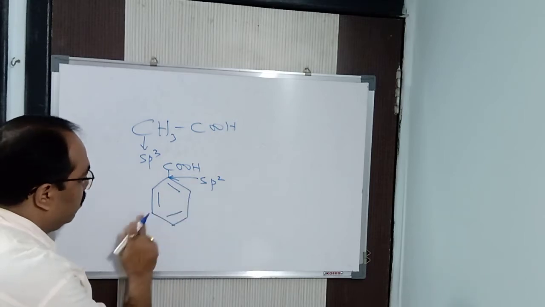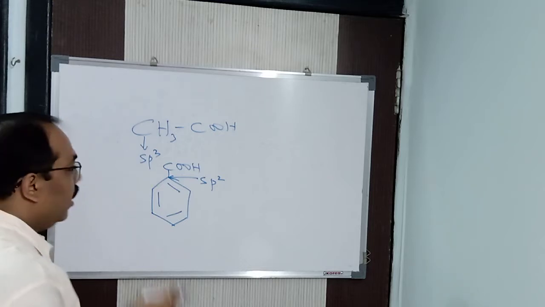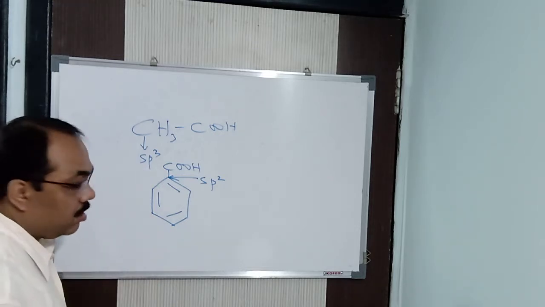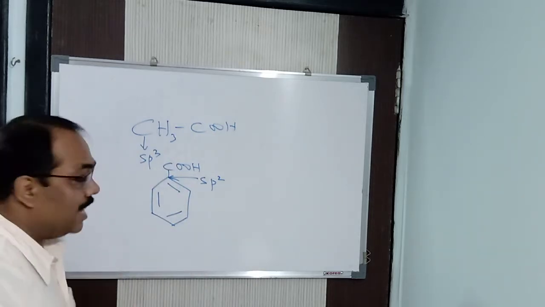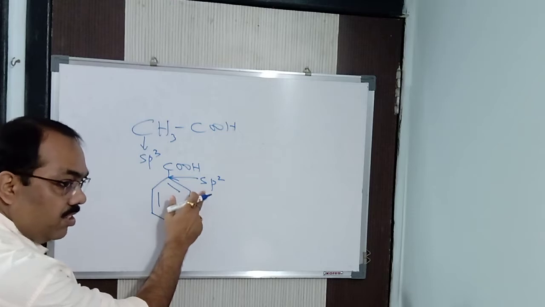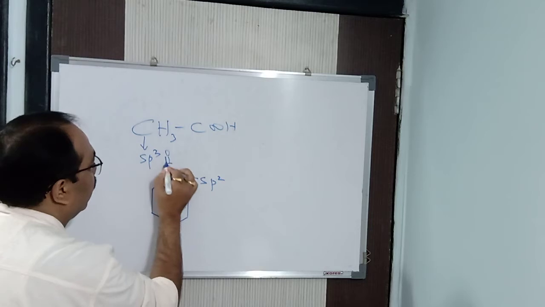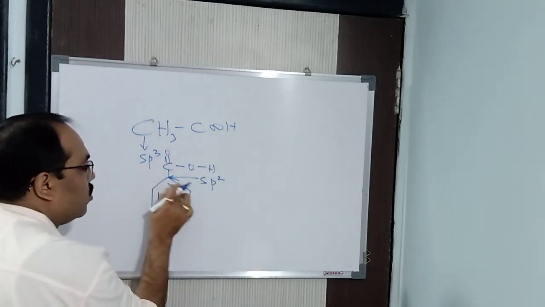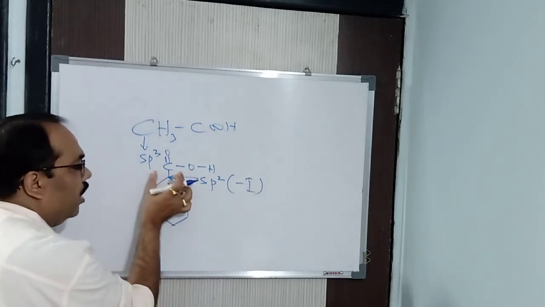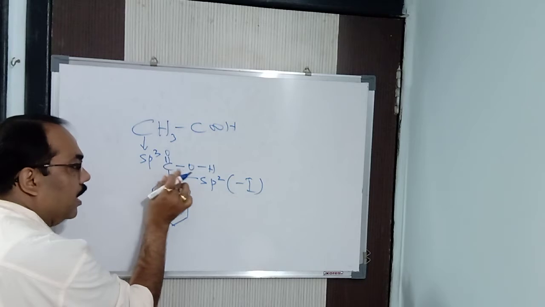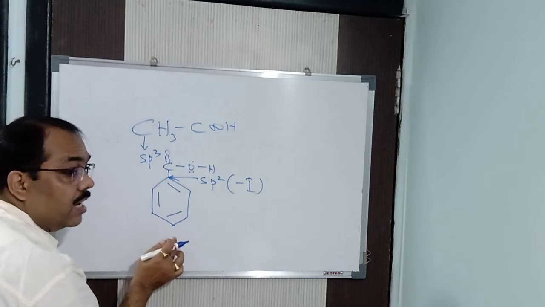So sp2 means the percentage of s character is 33.33%, and here the percentage of s character is 25%. The more the s character, the more the electronegativity. So if I draw the structure here, you will find this will exert a minus I effect. That means the benzene ring will withdraw electrons from carbon, and carbon will withdraw electrons from oxygen, and oxygen will withdraw electrons from hydrogen.